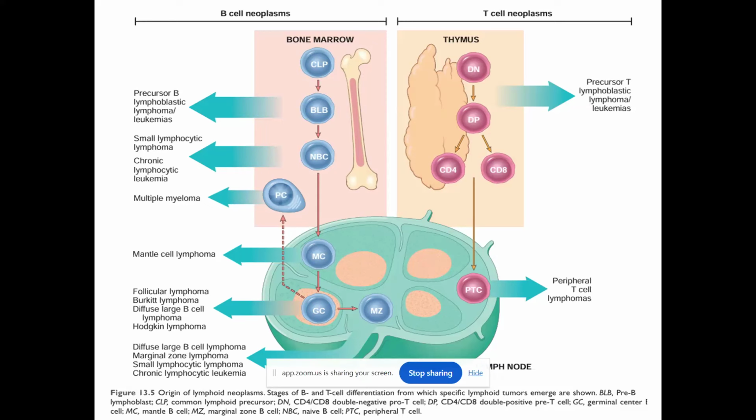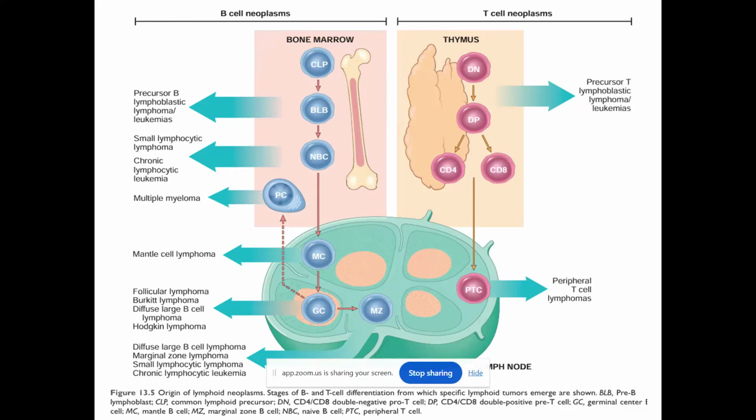Coming to the germinal centers, the neoplasms arising in the germinal centers are follicular lymphoma, Burkitt's lymphoma, diffuse large B-cell lymphoma, and Hodgkin's lymphoma. The mantle zone gives rise to mantle cell lymphoma, and the surrounding marginal zone gives rise to marginal zone lymphoma. These are the origins of the B-cell lymphoid neoplasms.